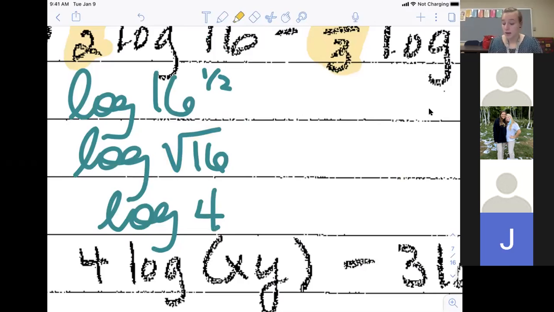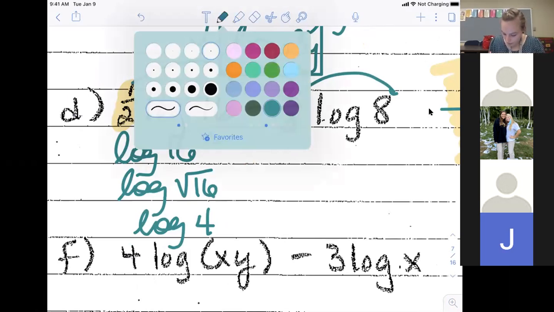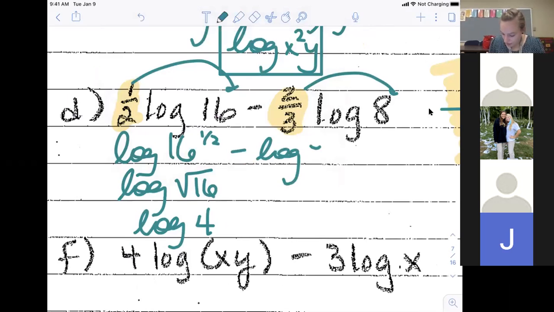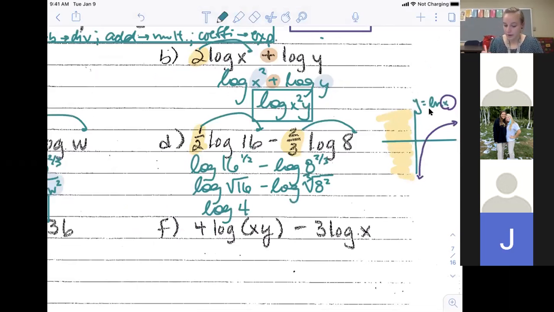Okay, now let's do the 8 raised to the 2/3. So I'm gonna do minus log of 8 to the 2/3. Remember that that means it's cube root of 8 squared. And cube root of 8 squared, I actually might need some of this space off to the side to do that.